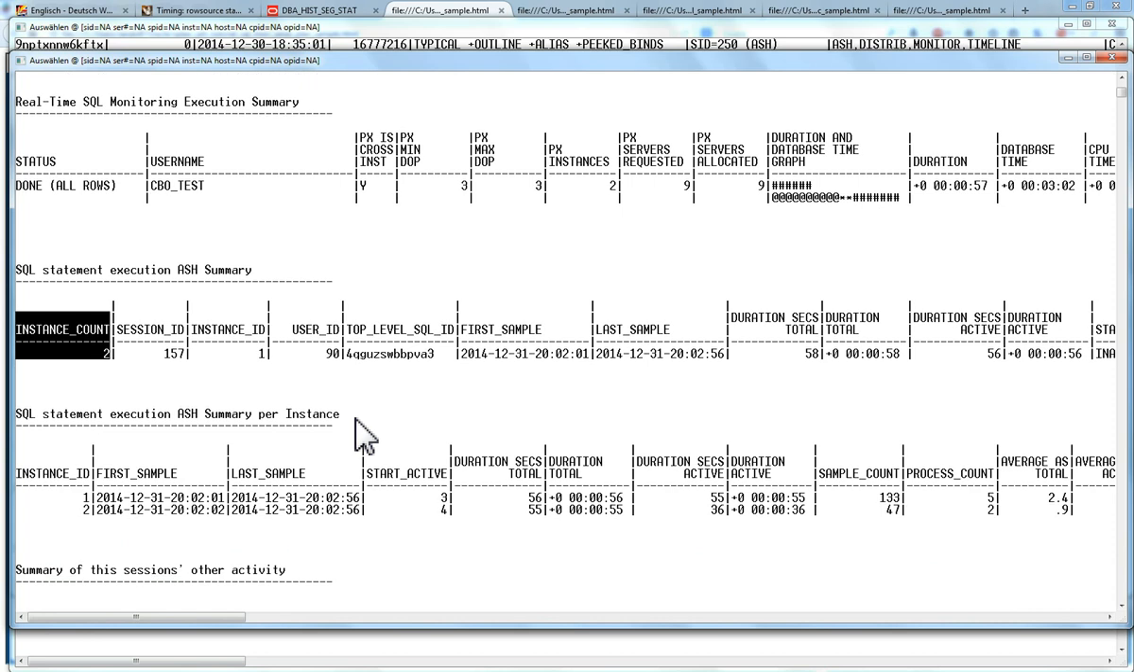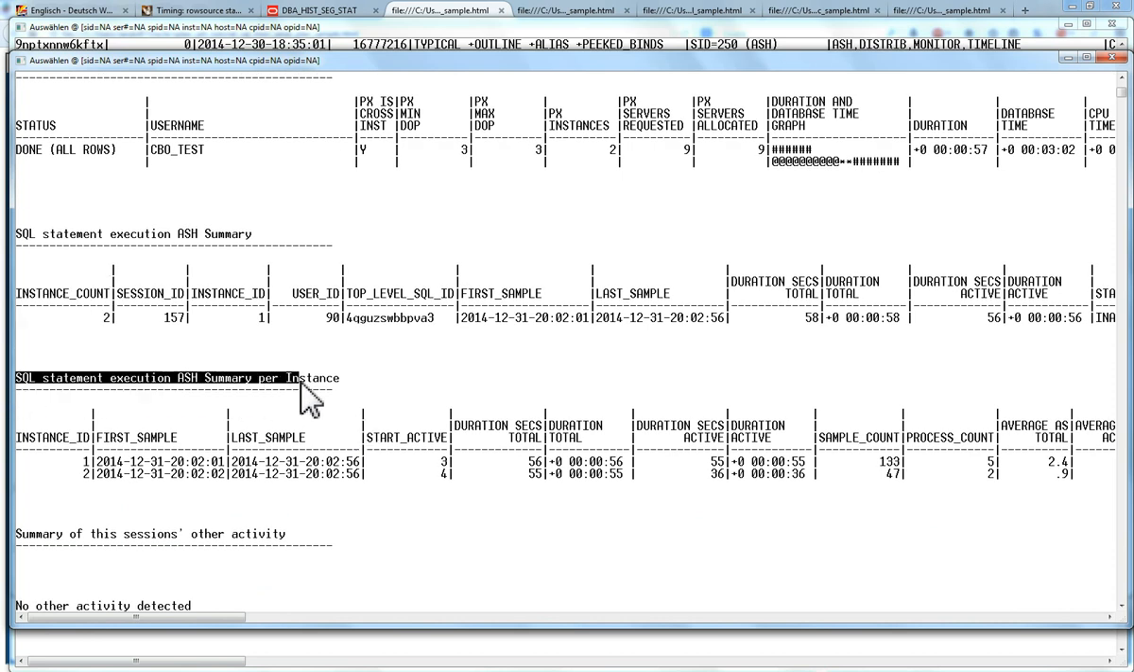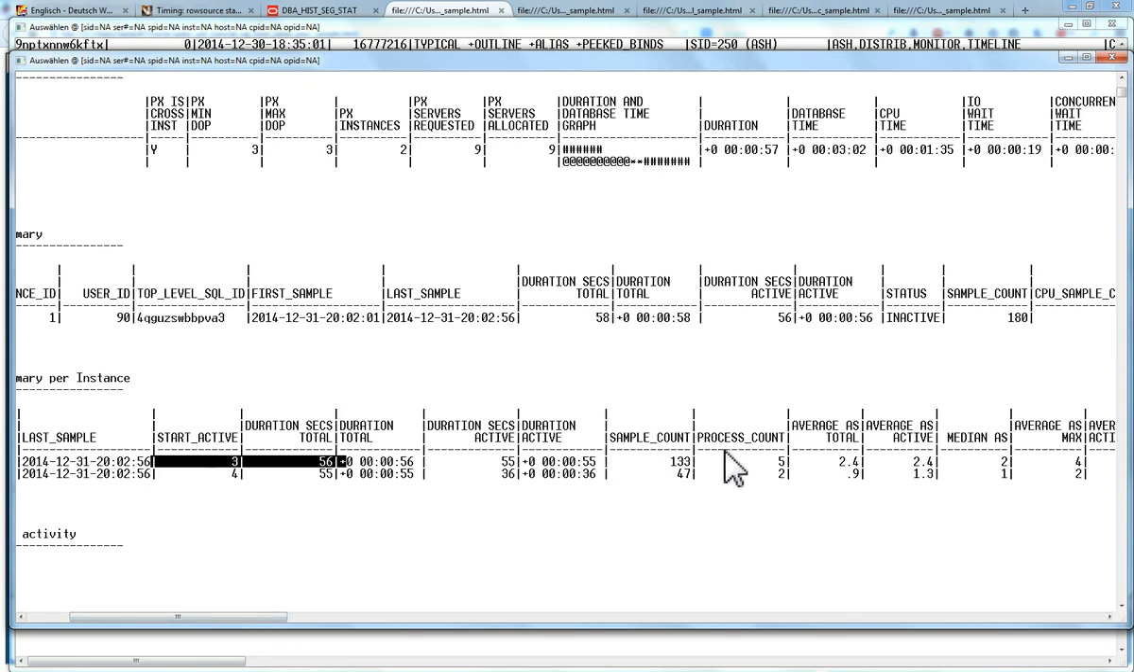For cross-instance parallel execution, there will be an additional section, as I've already mentioned, on instance level. So you more or less get the same activity information as you get for the summary, but on instance level, with a bit of additional information, like when did this instance for the first time take part in this execution. So when was this instance for the first time found in the active session history, and of course the remaining information is pretty similar.